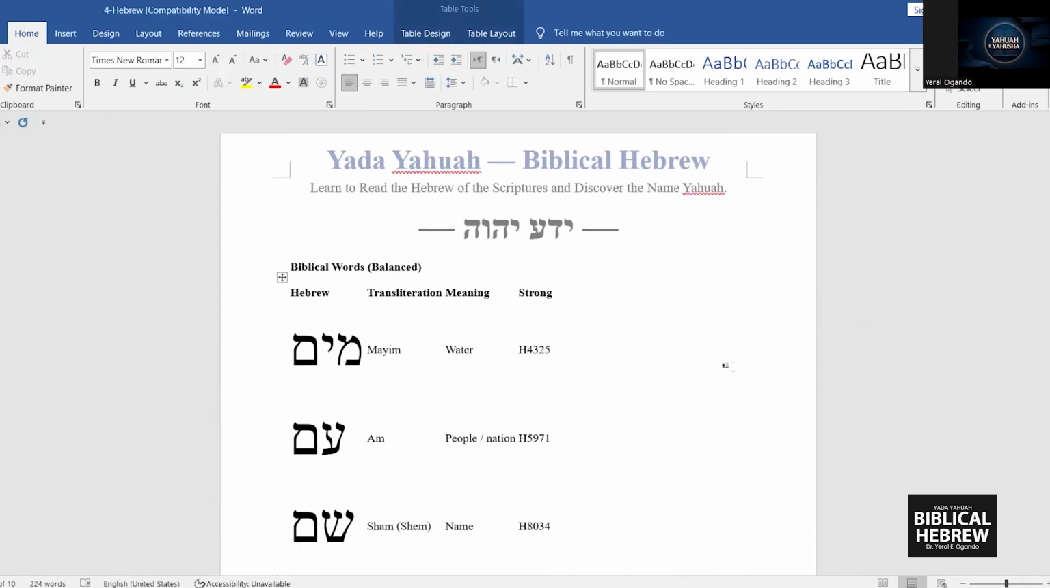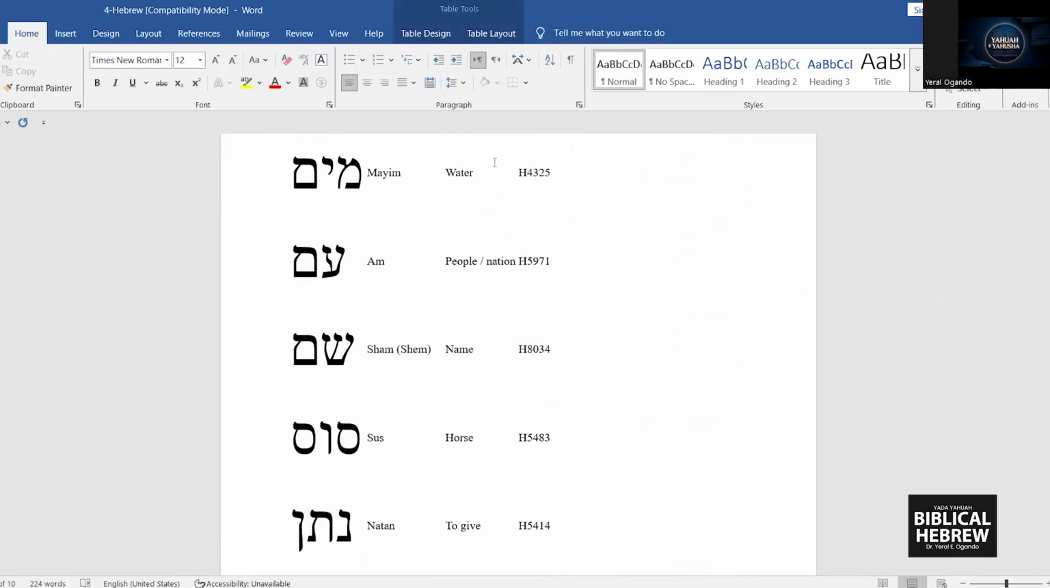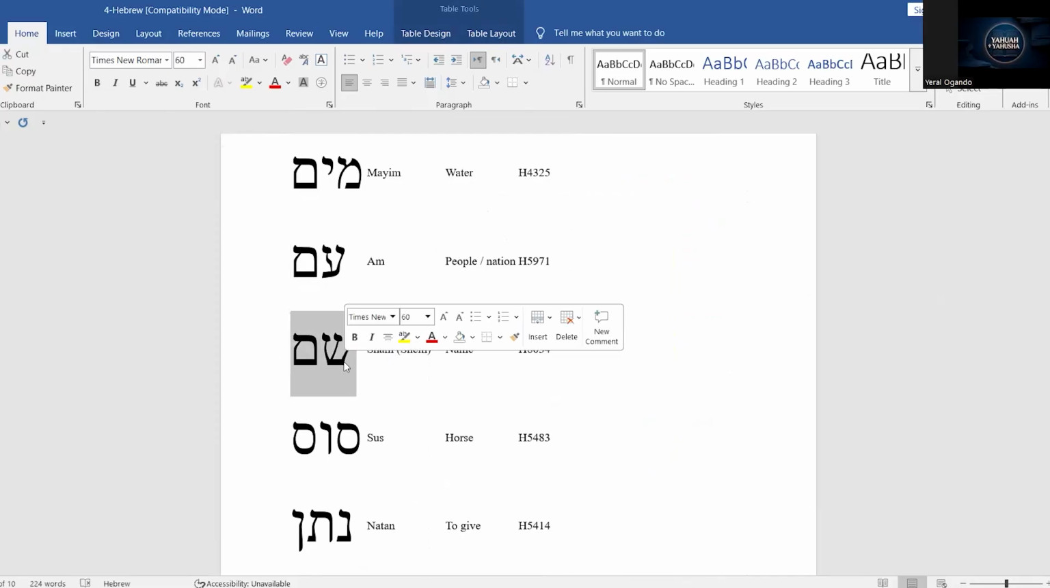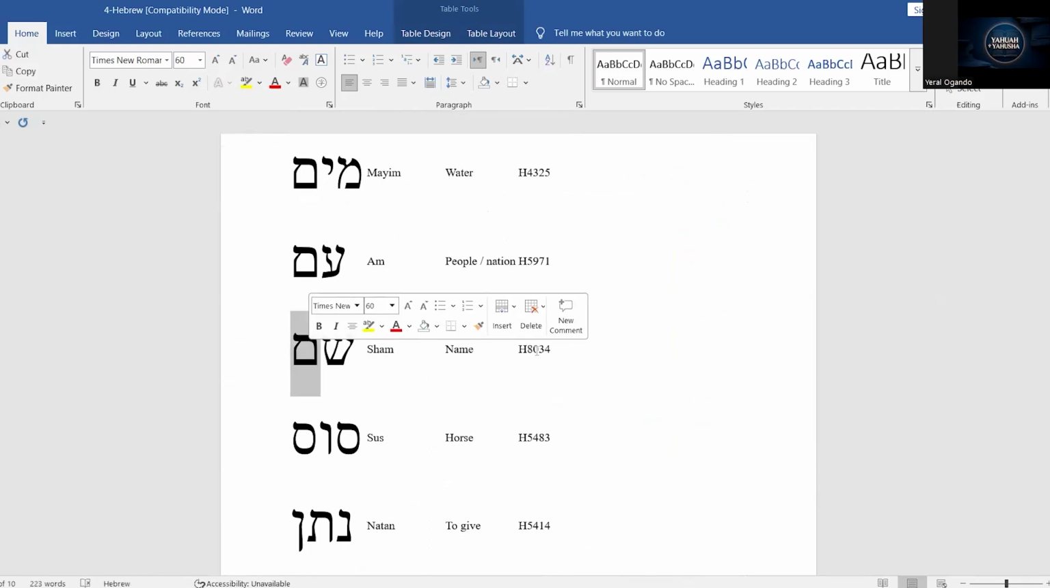And we're going to review now the main words we have seen so far. We have Maim, which is water, H4325. Am, which is people or nation, H5971. We have Sham. Pay attention. Traditional Hebrew is going to tell you that it's Shem for name, but it is not. It's Sham. Biblical Hebrew, Yada Yahuah, we're using the oldest form, and it is Sham for name, which is H8034. And next one is Sus, horse, is H5483.